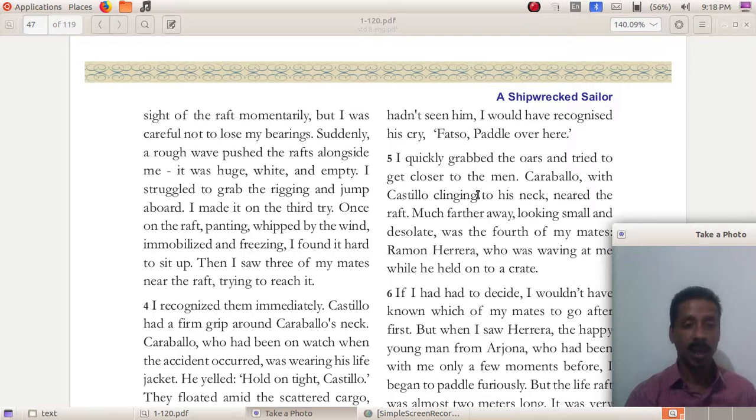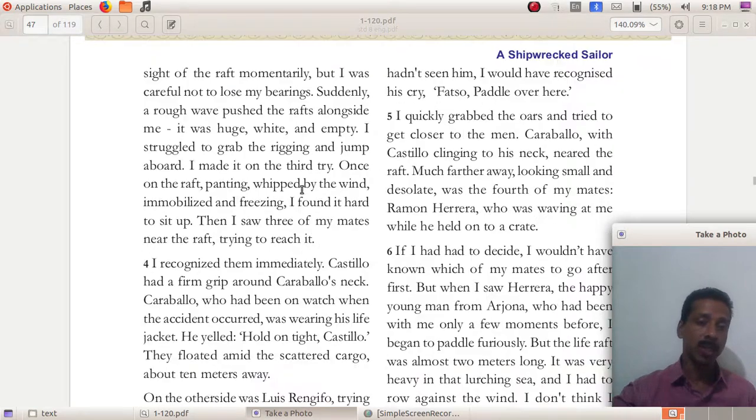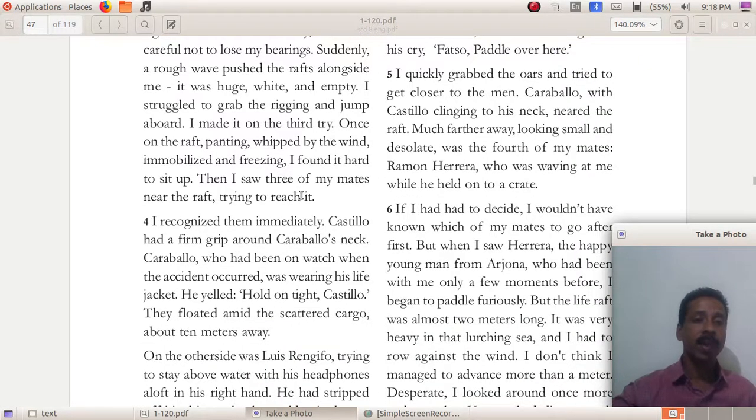Then I saw three of my mates near the raft trying to reach it. Like first he could identify the sound of his friend Carabello, and Carabello was shouting to someone, and he understood that there were other mates also, but now he could see three of his mates. So who all were the three mates? It is mentioned. I recognized them immediately.